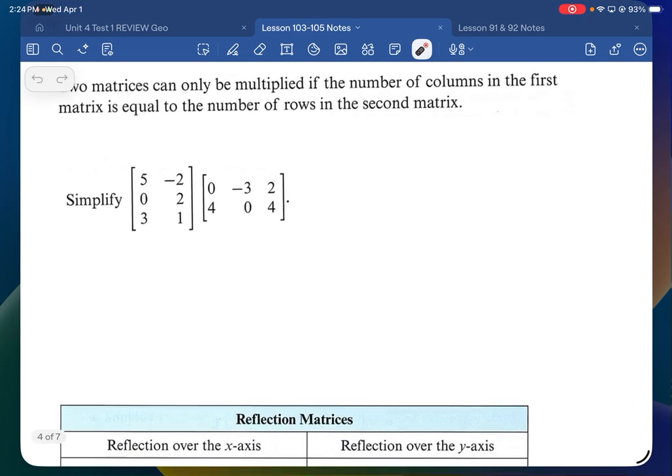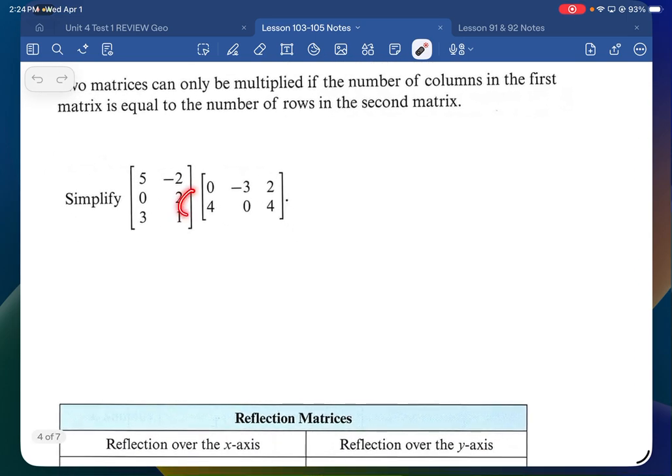Now, in your homework, when you see that there's no symbol in between the two matrices, that means multiplication. Similarly to when you see AB in algebra, that means multiply A and B because there's no plus sign, minus sign, or division sign in between the two letters. So similarly, when you see two matrices right next to each other and it says simplify in the directions, then it's assumed that they want you to multiply the matrices.